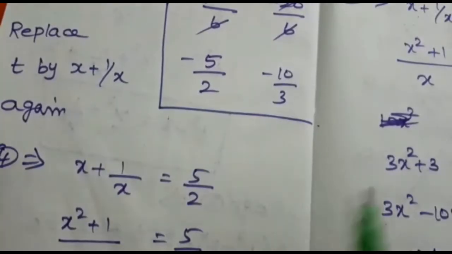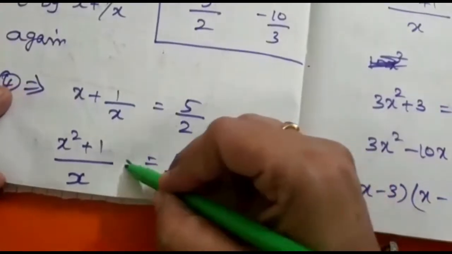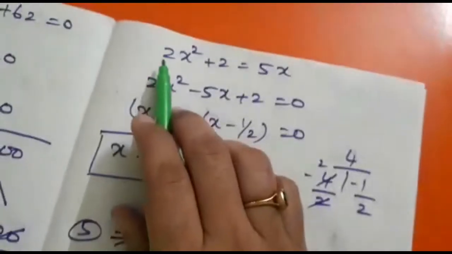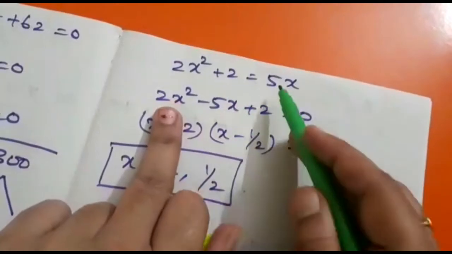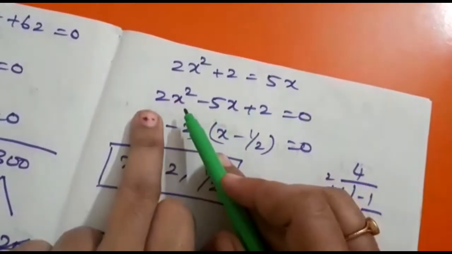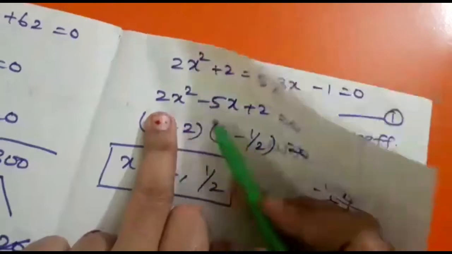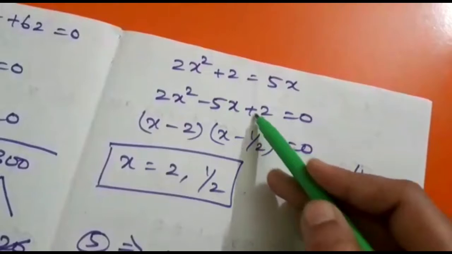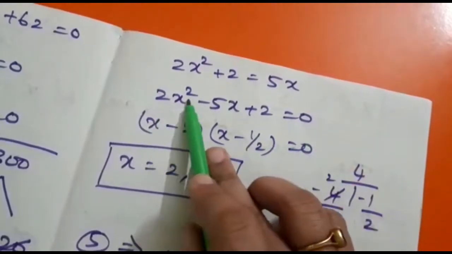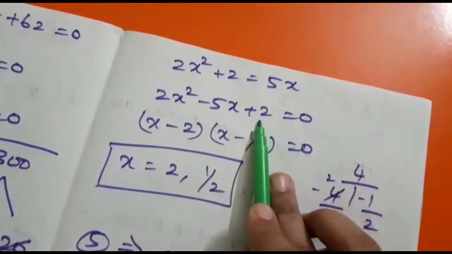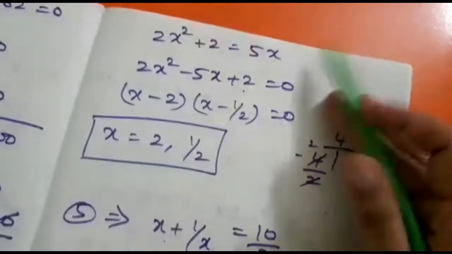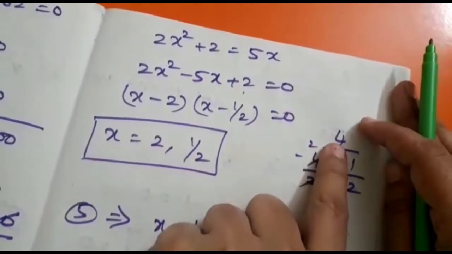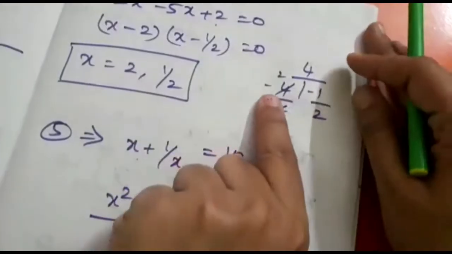So I can multiply by 2 here and I can multiply by x. So this will be 2x square plus 2 is equal to 5x. I can take all the terms together for solving. 2x square minus 5x plus 2. Here the coefficient of x square is 2. The constant term is 2. Both should be multiplied and I will get 2 twos are 4. So 4 should be factorized. That is minus 4 and minus 1.